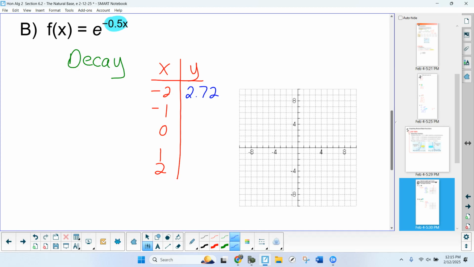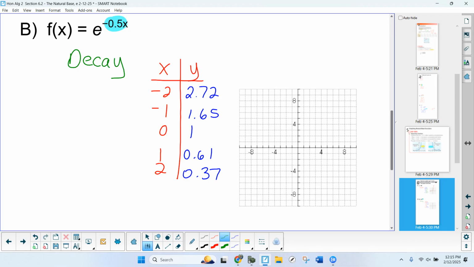What'd you guys get for -1? 1.65. How about 0? How about 1? How about 2? I got 7. Did you guys get 7? AJ's having rounding issues today.